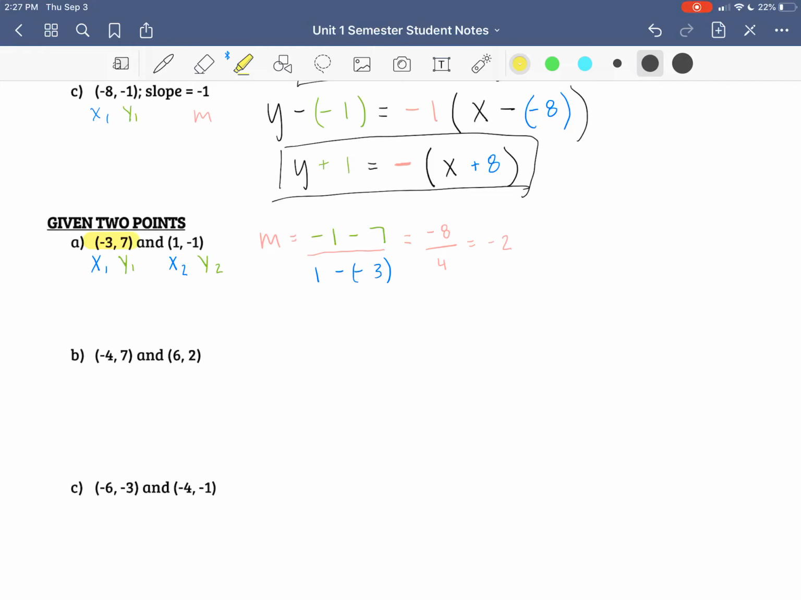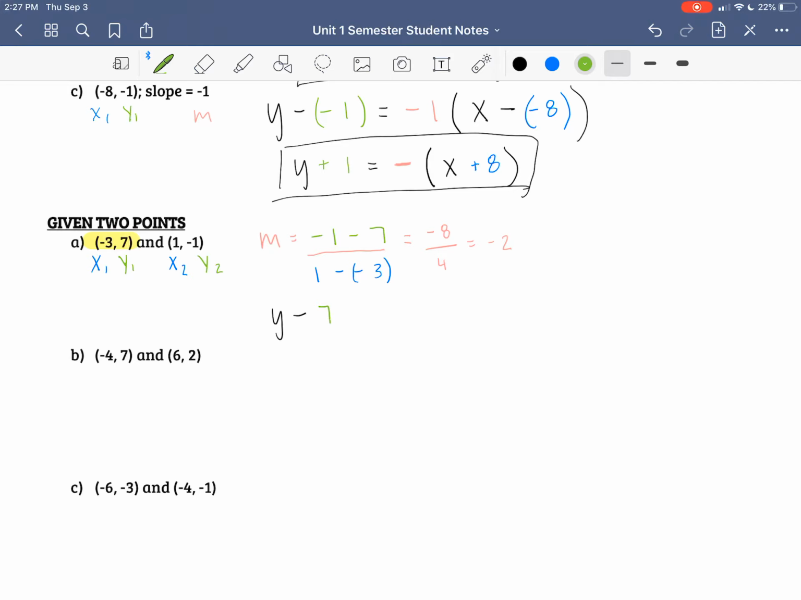the same point. So when I write up my point slope form, just like before, I'm going to say y minus, and I'm going to use that y1 value, but again, we could have picked the other point. It doesn't matter.